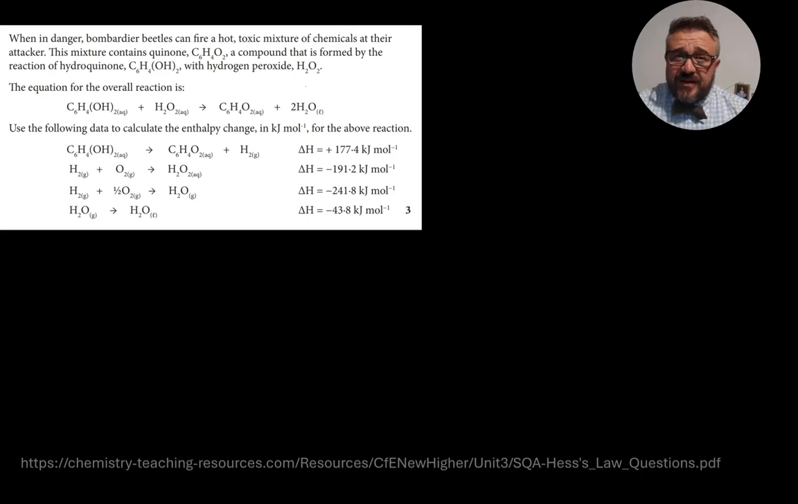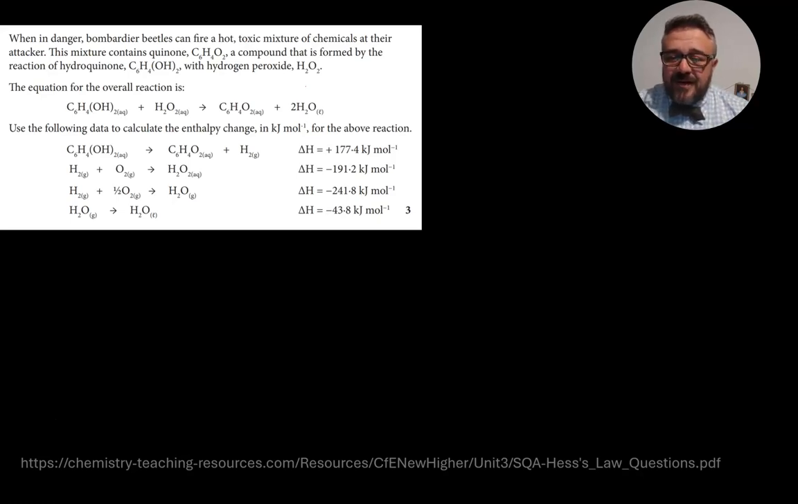All right, so our next cycle. When in danger, bombardier beetles fire a hot toxic mixture of chemicals at their attacker. Kind of cool. Not kind of. That is cool. The mixture contains quinone, a really important thing for the British Empire and how they took over the world.